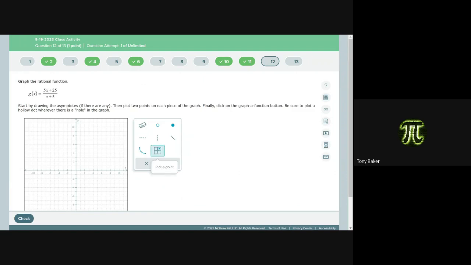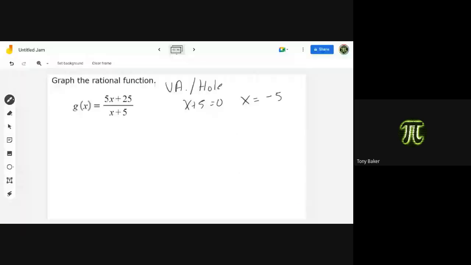So x plus 5 equals 0. So x equals -5. That's either going to be a vertical asymptote or a hole in this case. So now we're going to look at our top. I'm going to show you that right now.